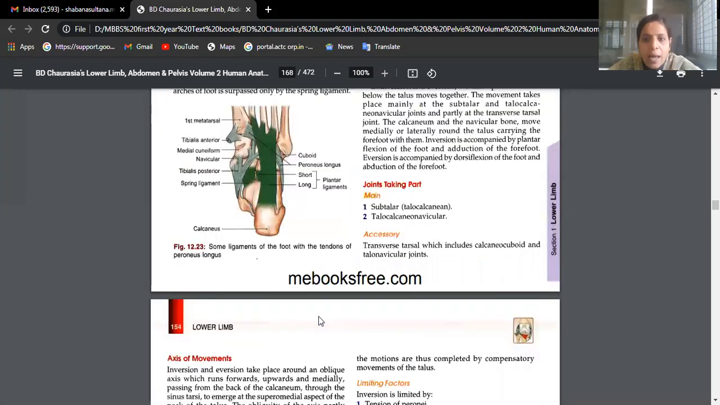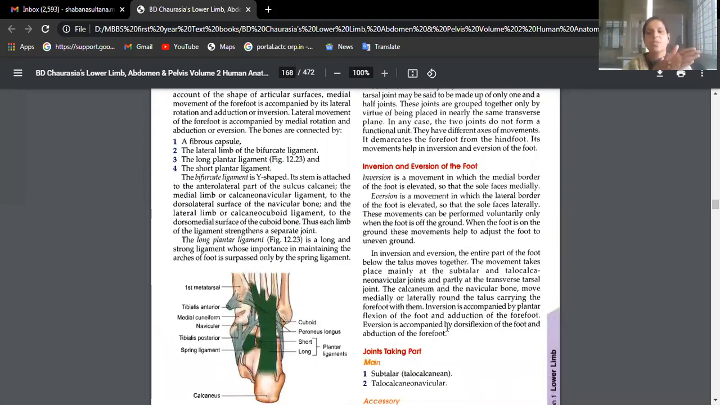Okay, beta, and the movement I have explained to you. Suppose you consider this as the sole. If the sole is pointing medially, you use the word inversion. When the sole is pointing outwards, you call it eversion. Okay, beta, give this explanation.